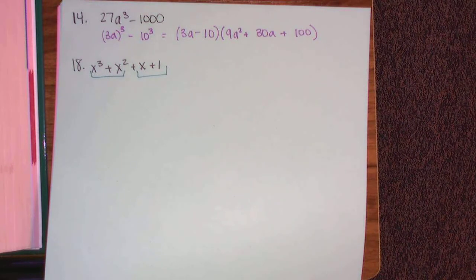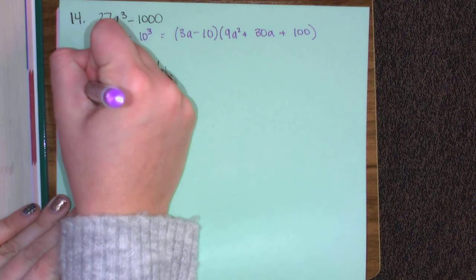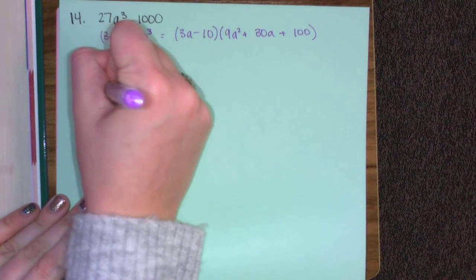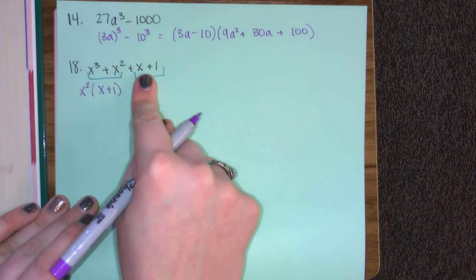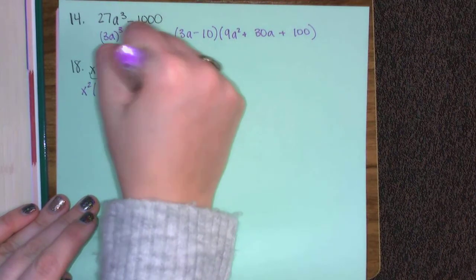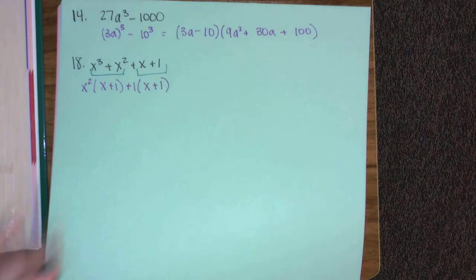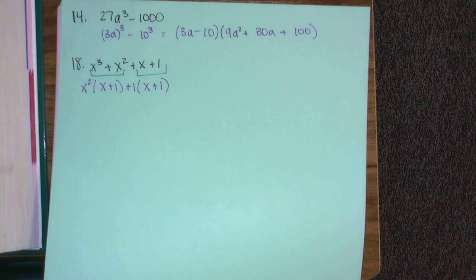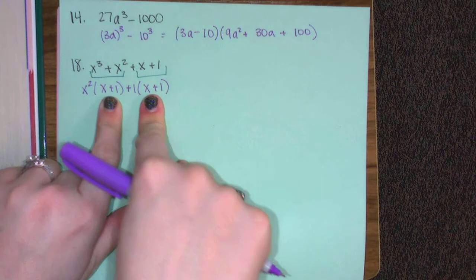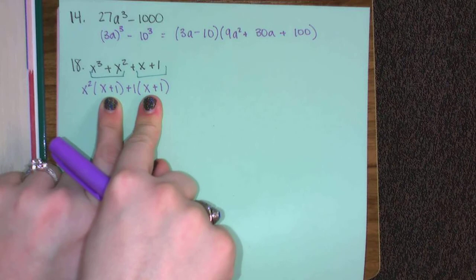Okay, so I can pull out an x squared over here. So, if I pull out an x squared, what am I left with? Okay, x plus 1. What can I pull out here? Okay, and that leaves me with what? X plus 1. Okay? If these two things right here don't match, you've done something wrong.